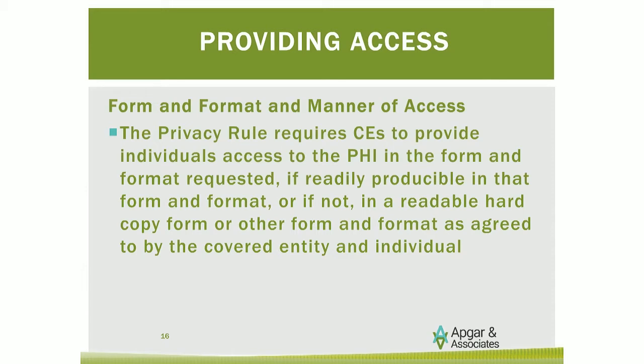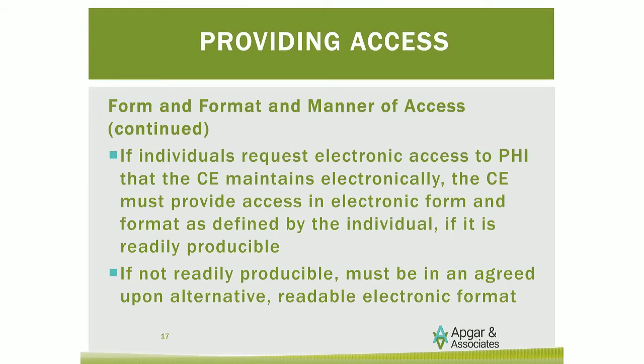And then if it's easily producible in that form or format, then you provide it to them. If it's not, you provide them a readable copy or some other form or format. And it says as agreed to by the covered entity and the individual, but what it gets down to is if, say, the covered entity can only produce a PDF of the medical record or an electronic copy of PDFs, then the individual is somewhat out of luck if you're saying, I'm sorry, I just can't produce it, because the other thing is that you don't have to go to this huge additional expense to buy special equipment to produce the designated record set in whatever format the individual requests it in. So if they ask for it in an electronic form, then you need to give it to them electronically.